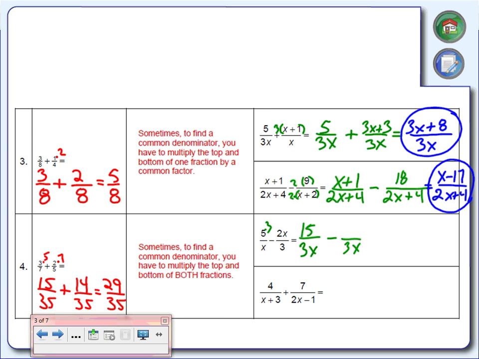Do the same thing for the second fraction. I went from having a 3 to a 3x. What do we multiply to get from 3 to 3x? X. So make sure you multiply the numerator by that same x. So 2x times an x would give us a 2x squared. X times x is x squared. At this point, I have a common denominator. I'm ready to subtract. So I'm going to subtract 15 minus 2x squared. What's 15 minus 2x squared? 15 minus 2x squared. There it is. There's your answer.